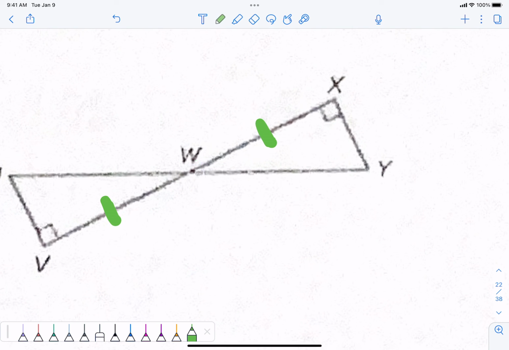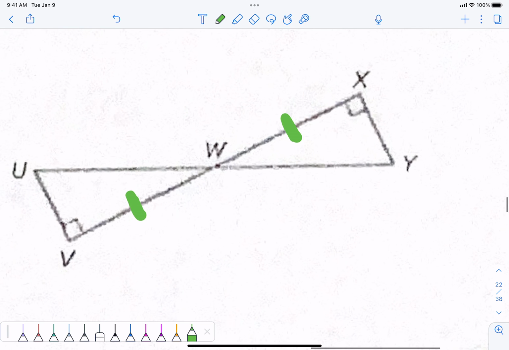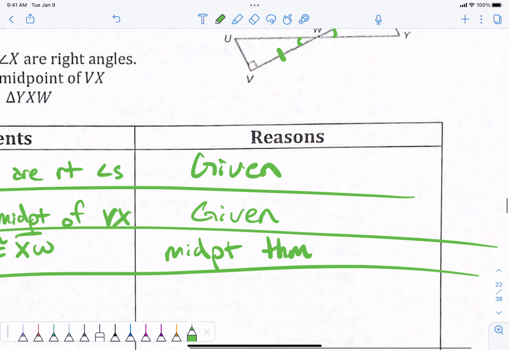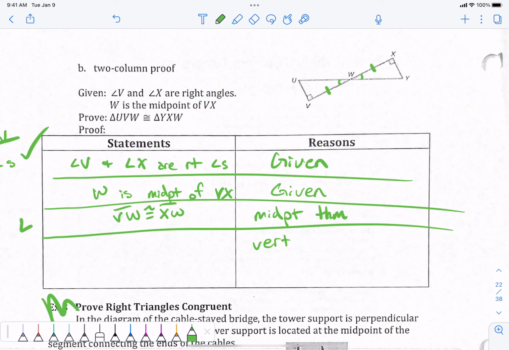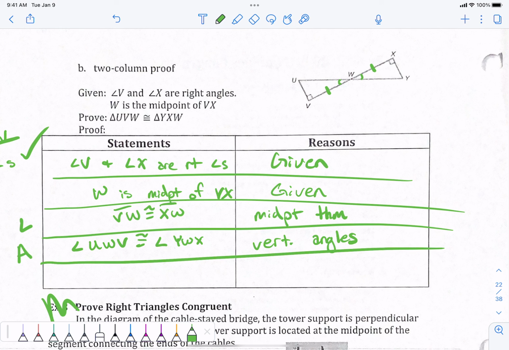What else do I know? We know that angle UWV is equal to angle XWY because of vertical angles. We're talking about the angles right here, right? Yep, those two angles are the same because of vertical angles. I'm going to write vertical angles down. Angle UWV is congruent to angle YWX, vertical angles. And that gives me an angle.